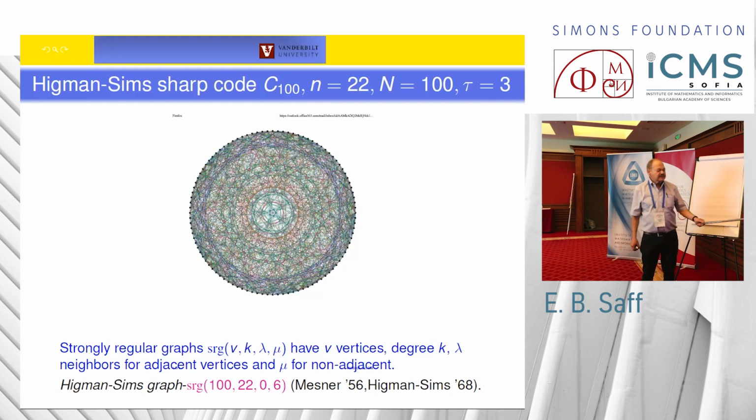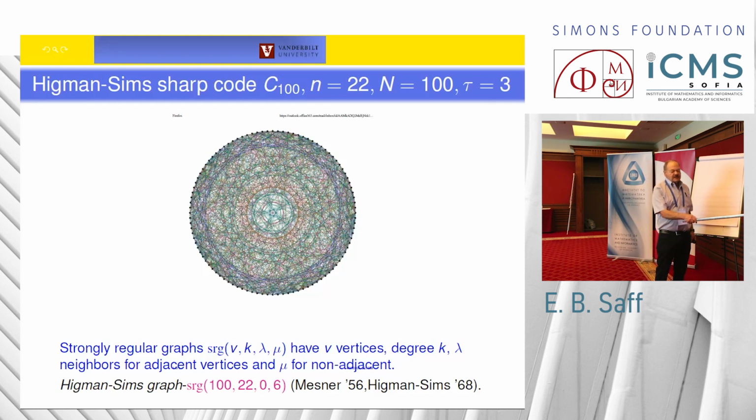You get 100 points. It's got degree k, in this case 22. So there are 22 edges going into every one of these points. These 100 points are on this outer circumference, and they're connected to 22 other points on here.